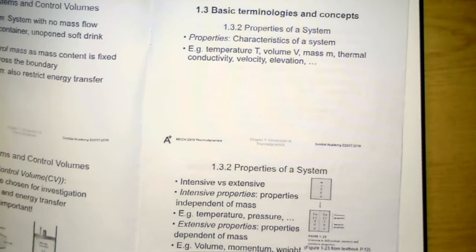In section 1.3.2, we will talk about properties of systems. We will describe a system by using properties, okay? For example, we can use the temperature T, volume V, and mass M to describe a full tank of hot water, okay? Here, there is some clarification about the symbol here.